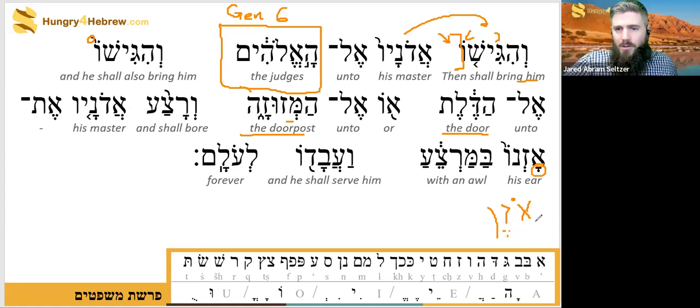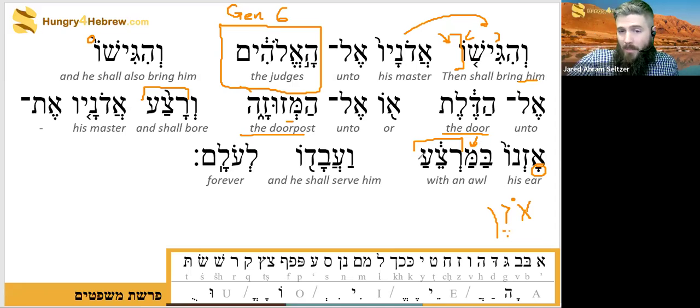Oznaim is your ears. Ozno, his ear. Ba mautzea. You can see that the root here is the same as that one, but it's got a mem at the front. Oftentimes, a mem at the front, a mem preformative, is some sort of a tool or instrument or something tangible.